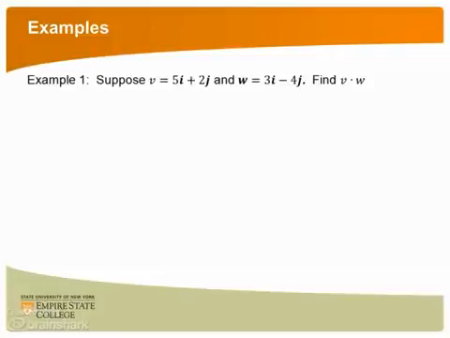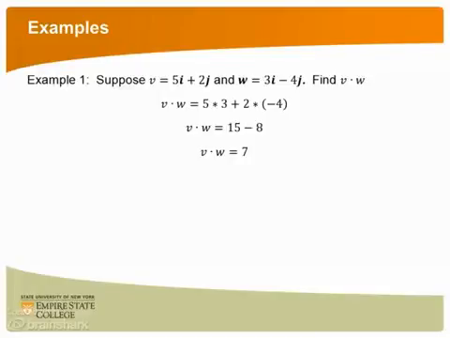Suppose we have the two vectors v and w, where v equals 5i plus 2j and w equals 3i minus 4j. What would be the dot product of vectors v and w? To find the dot product, we multiply the coefficients for i and j and add those products. We will multiply 5 and 3 and add that to the product of 2 and negative 4. Our dot product will be 15 minus 8. So the dot product of vectors v and w is the scalar quantity 7.